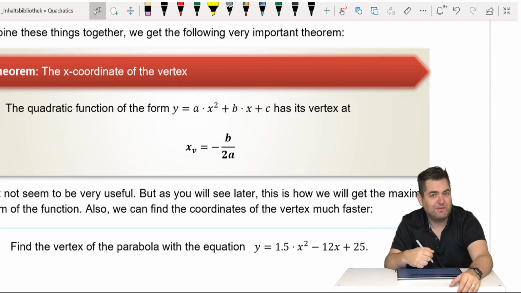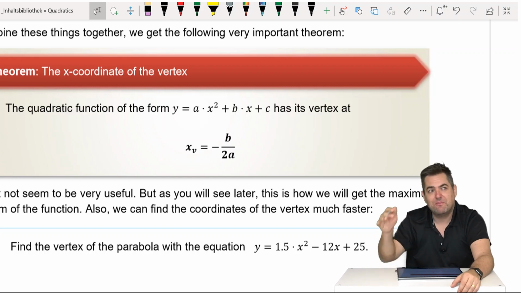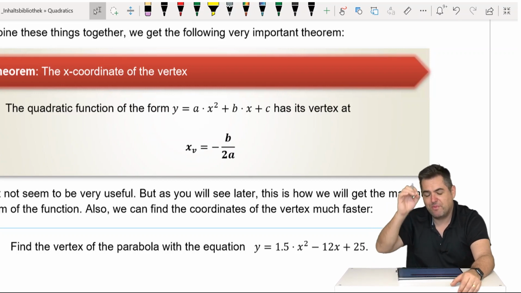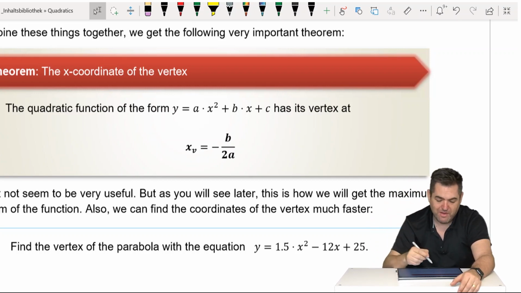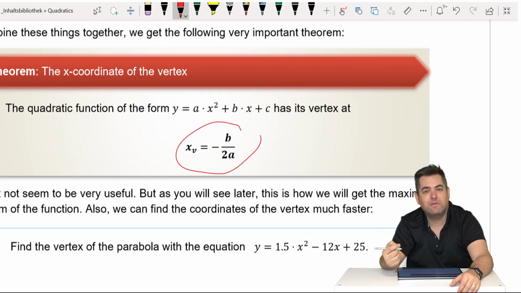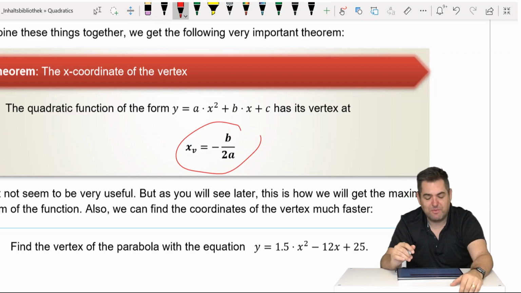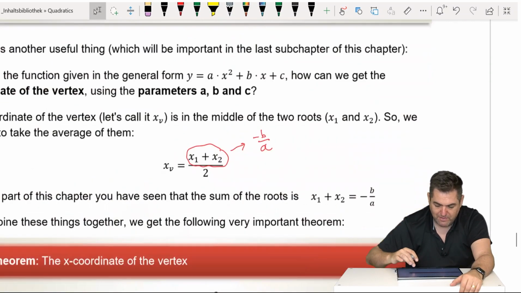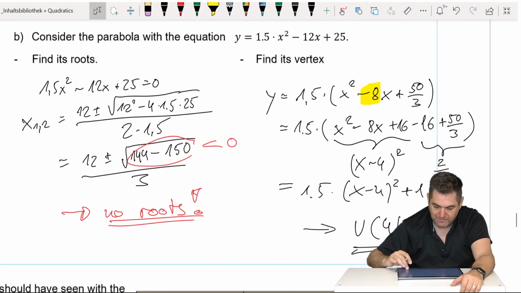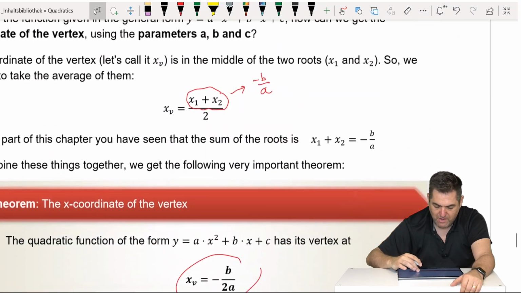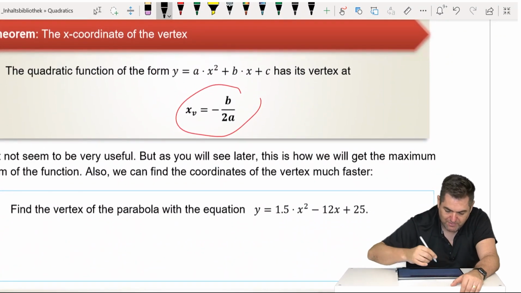This will be very important in a few weeks when we have optimization problems. In the optimization problems, we try to get the maximum of a function, or sometimes it's also the minimum. It's just the point where the parabola turns, and this is how we'll get the coordinate where the function has a maximum or a minimum. And I want to show you here that it is the same function that we had here, right? Remember, we got (4, 1). And now I'll use this nice little formula here.